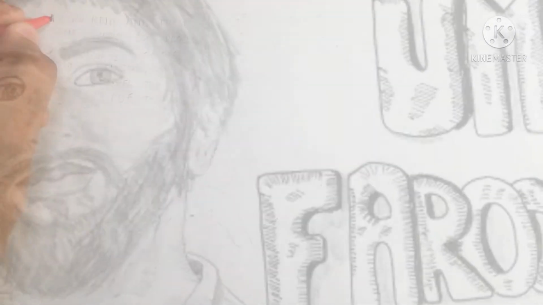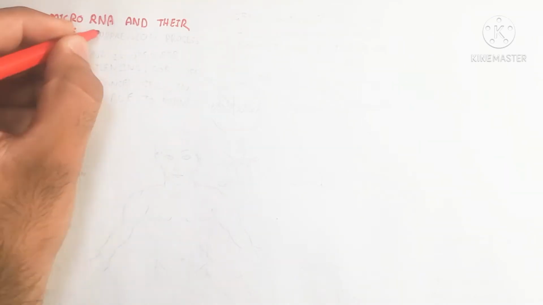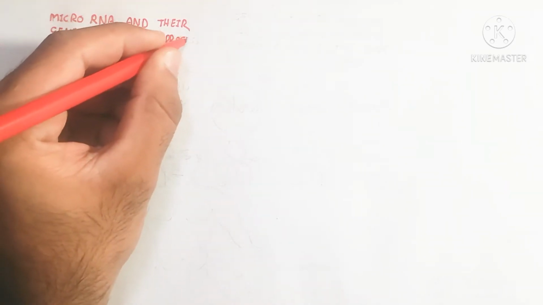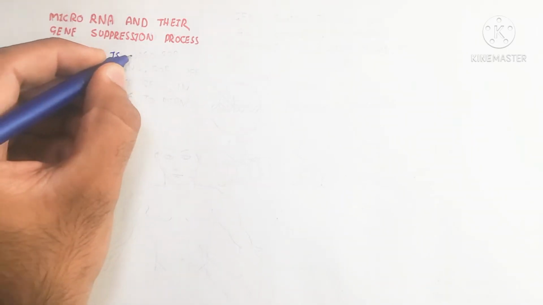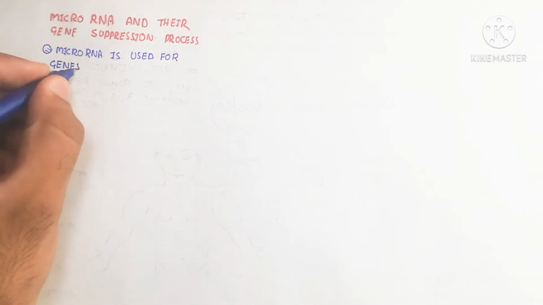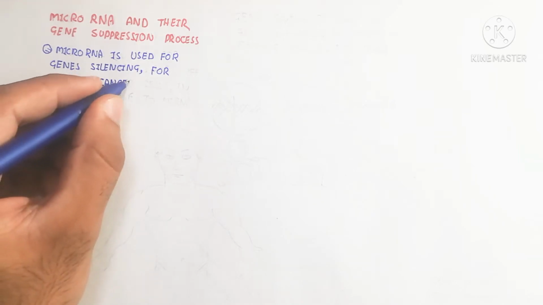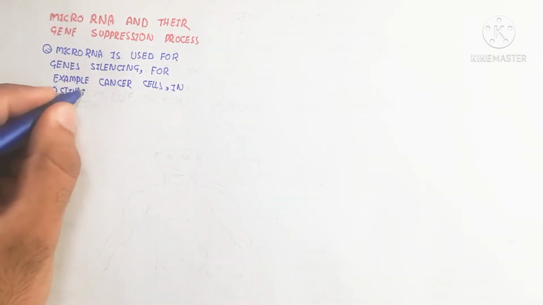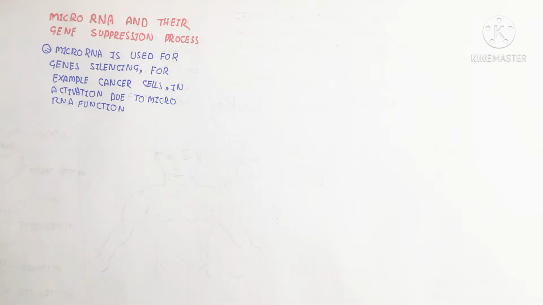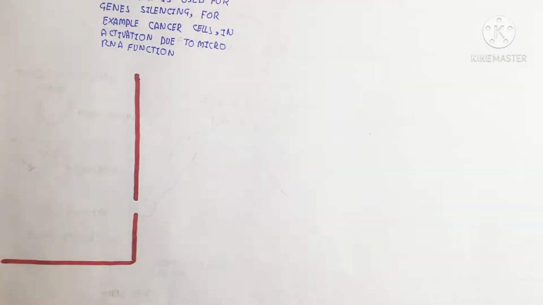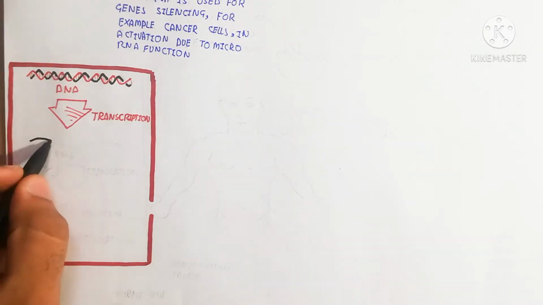So today we will discuss microRNA, what microRNA is, and its relation to the gene silencing mechanism. We will discuss microRNA and its process of gene suppression or silencing. MicroRNA is used for gene silencing. For example, a cancer cell is produced due to the activation of a gene that produces cancer. So the oncogene is inactivated due to microRNA function. The microRNA is used for the inactivation of the cancer gene, the oncogene.